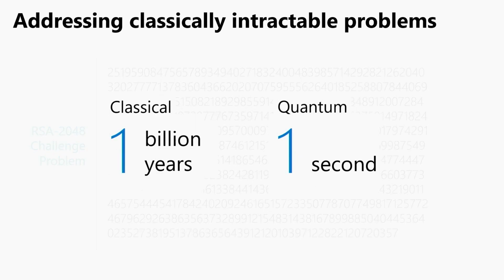So we'd have to have around 4,000. Having 4,000 would allow us to factor a number in a second or so on a quantum computer, under some assumptions of the clock speed, instead of 1 billion years, which is the best classical algorithm.